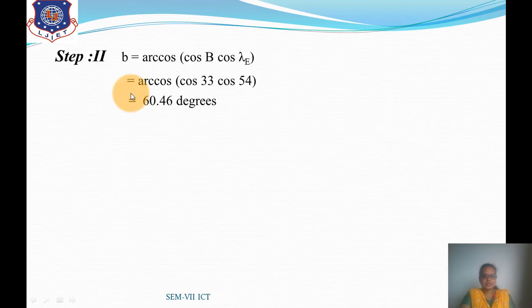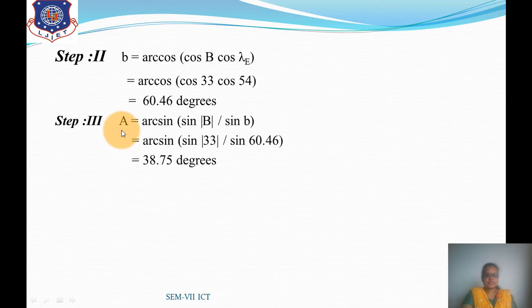So, when solving this equation, you will get small b is equal to 60.46 degrees. This is step 2. Step 3 is you need to calculate capital A. Capital A is arc sine, that is sine inverse, of sine modulus B divided by sine b. So, sine modulus 33 divided by sine 60.46, and sine inverse of this value. So, you will have A is equal to 38.75 degrees.